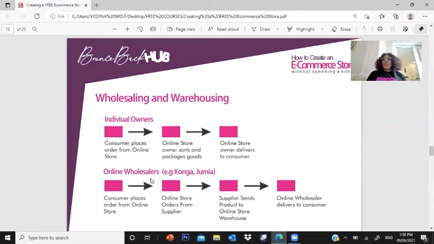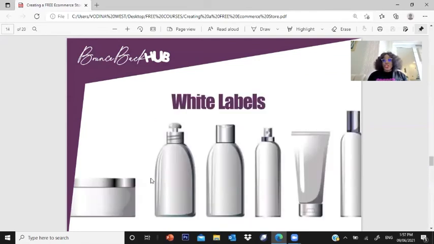The online store will place an order to the supplier. The supplier sends it to their own warehouse, which has to be massive because of the levels of orders they take on a daily basis. So if you want to also set up that kind of website and do that on a large scale, that's great and fine. So it depends on your budget.